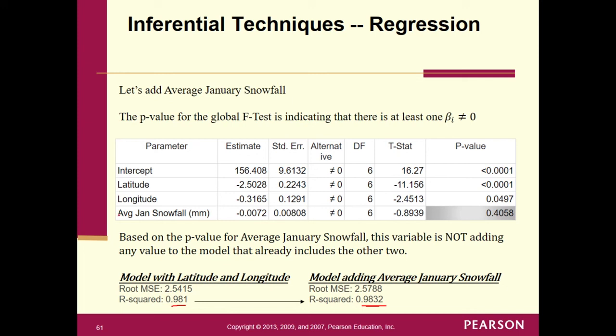But I think everybody who knows some statistics would probably agree with me that we should not be putting average January snowfall into the model, and that we should either stick with just these two variables, or if we were not satisfied with our model yet, add a different variable other than average January snowfall. Based upon the t-test, average January snowfall is not adding any worth to the model. But we have to figure out why R squared still went up.